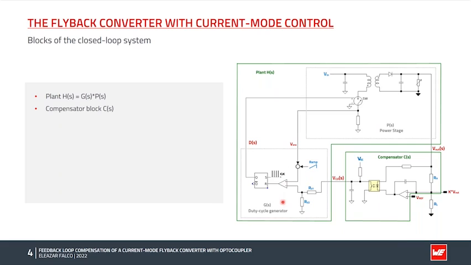The duty cycle generator receives as the input the compensator voltage, VCO, as well as the voltage across the sense resistor, which is simply an image of the transformer magnetizing current. It then outputs the duty cycle, which is then the input to the power stage, with the converter output voltage being the output of the power stage block. Then we have the compensator with transfer function C(s), which receives as the input the converter output voltage and outputs a voltage to the peak current mode duty cycle generator block.